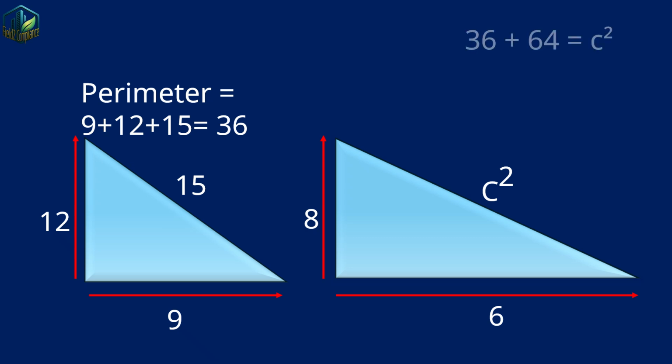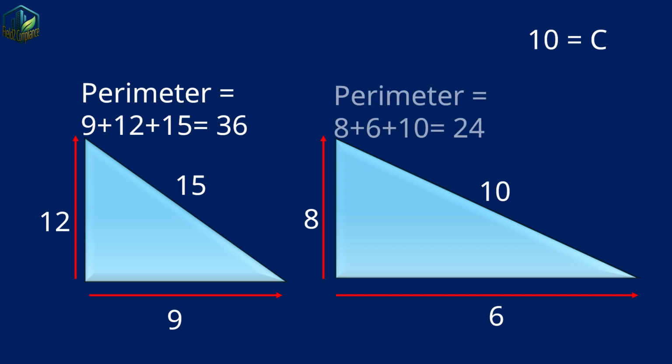The squares of the side lengths are calculated. 36 plus 64 equals C squared. Add the squares. 36 and 64 gives you 100, and you have 100 equals C squared. Use your algebra. The square root of both sides is taken to find the length of the hypotenuse, C. The square root of 100 is 10. 10 is the length of your hypotenuse. And to get the perimeter, just add each side. 6 plus 8 plus 10 gives you 24.